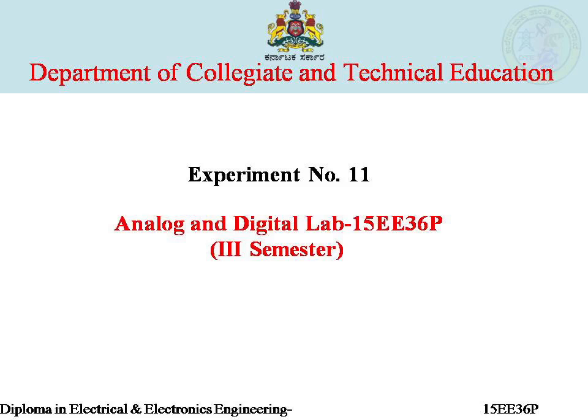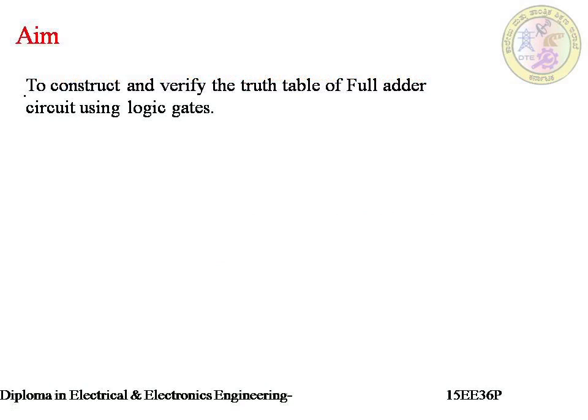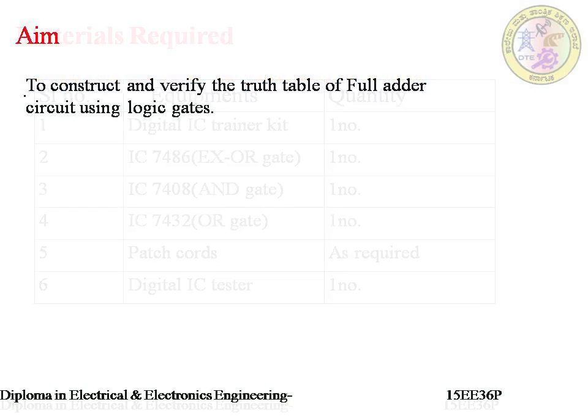Hello everyone. Today I am going to explain experiment 11, that is to verify the truth table of full adder using logic gates, belonging to the analog and digital electronics lab pertaining to 3rd sem E&E diploma. The aim of this experiment is to construct and verify the truth table of full adder circuit using logic gates.